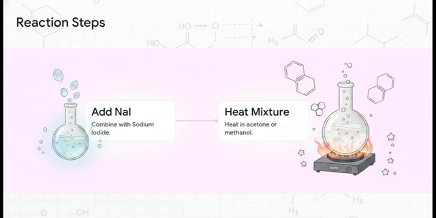Okay, so how do we actually force this trade to happen in the lab? Well, step one is easy. You combine the starting material with the sodium iodide. But step two is where the real magic happens. You have to heat the mixture in a specific solvent, usually acetone or methanol. And here is why that is absolutely crucial. Solvents like acetone easily dissolve the sodium iodide, but they force the resulting sodium bromide to precipitate, dropping right out of the solution as a solid. This neatly drives the whole reaction forward to completion.